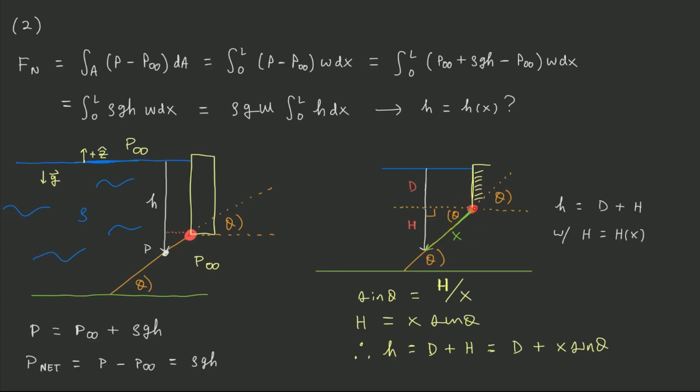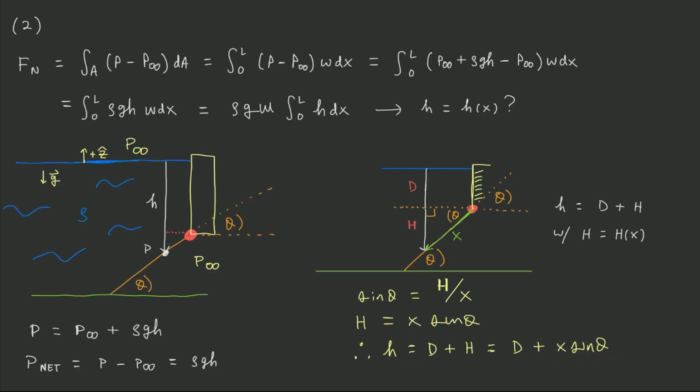So now that we know that the angle of this triangle right here is theta, we could say that sine of theta is equal to this distance right here over our coordinate x, which is the x coordinate along the gate at any given point we're considering. So if we call this distance big H, then we could say sine of theta is equal to big H over x. Then we could say that big H is equal to x times sine theta, and since we know that little h is equal to d plus big H, we could say that little h is equal to d plus x times sine theta.